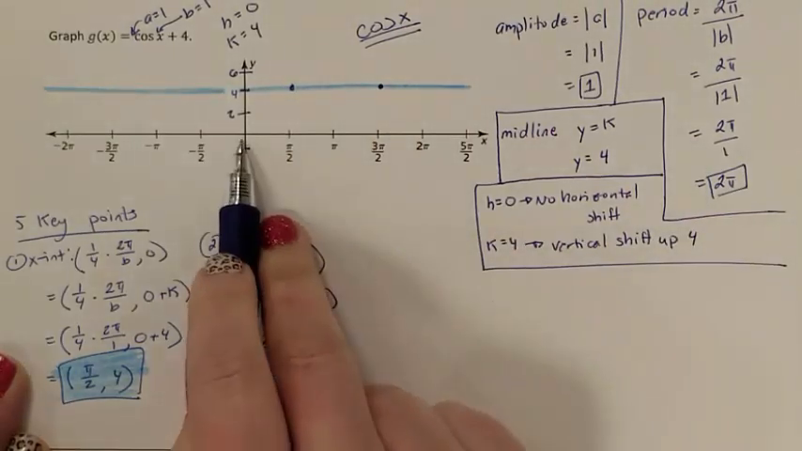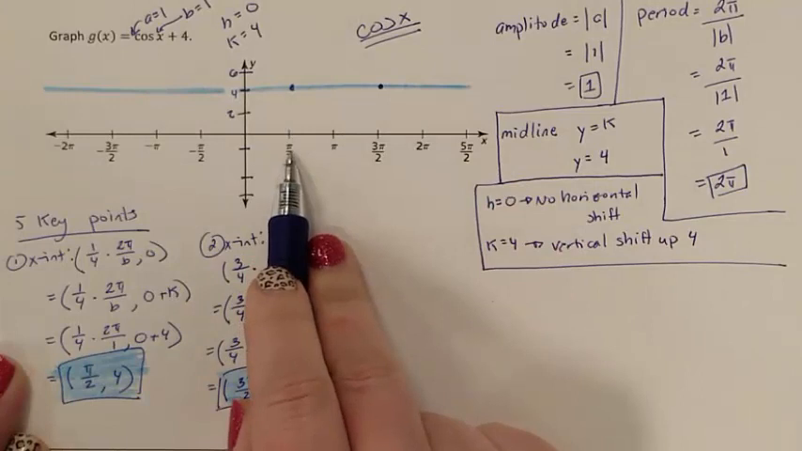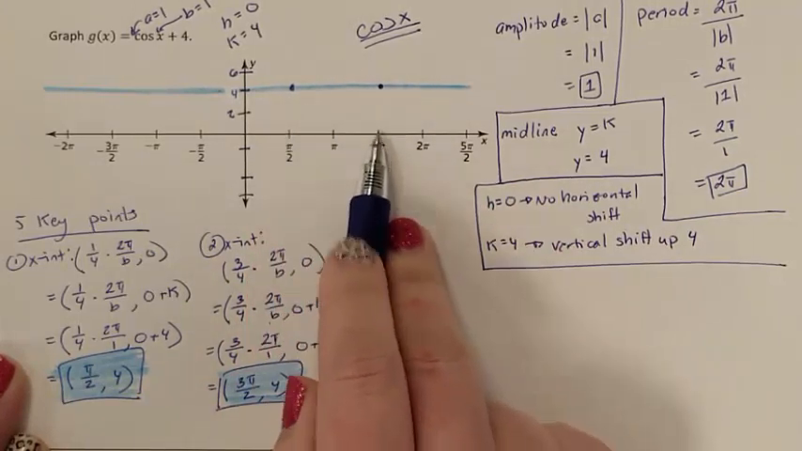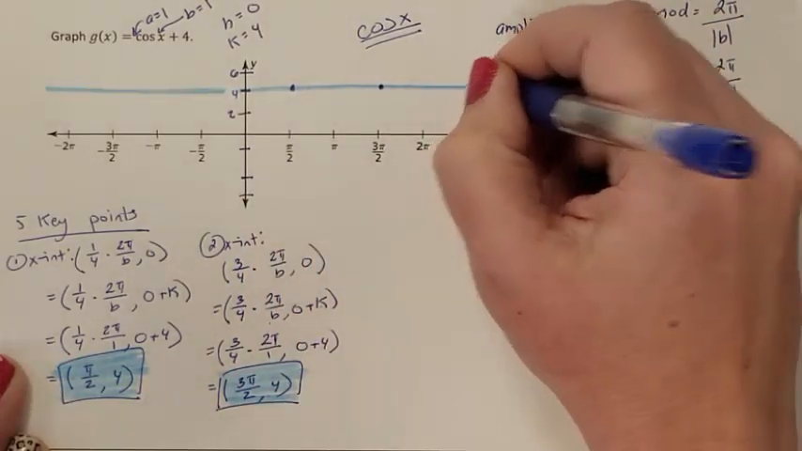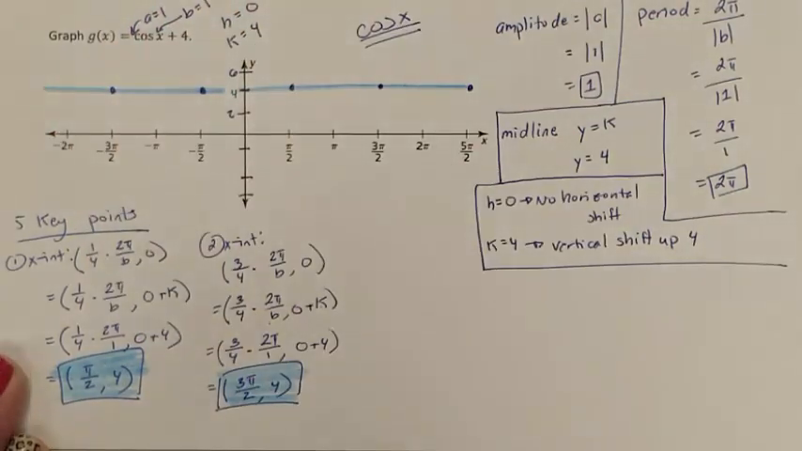I knew that I was supposed to go from here to here before I started repeating. I was on the half, and then I was on the 3 halves. So here is my next intercept, intercept, intercept. Those are all of my midline intercepts.